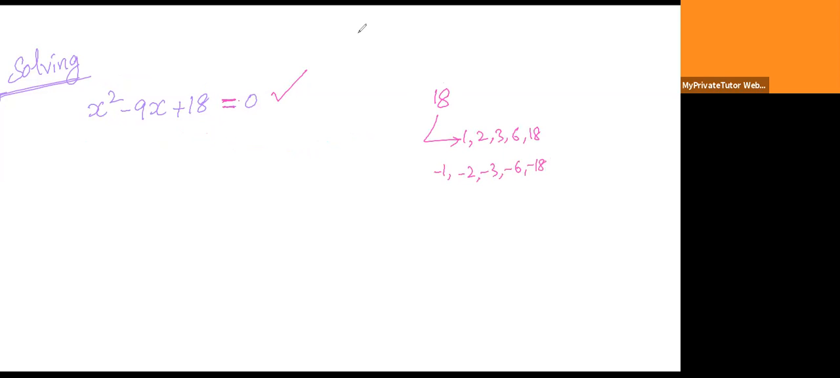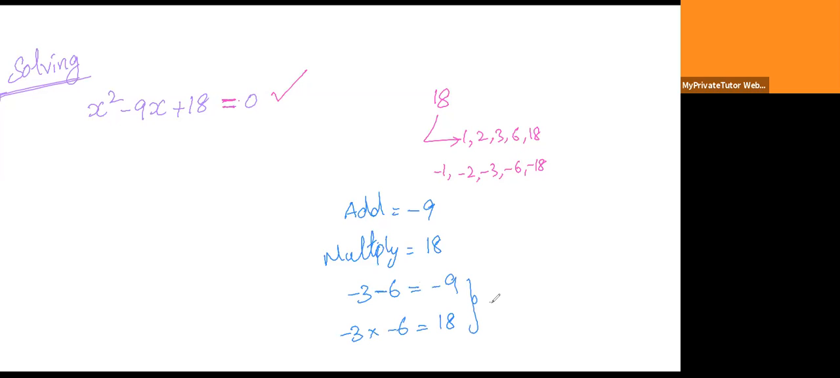So please tell me the two numbers that add up to minus 9 and multiply up to 18. Anyone? The two numbers add up to minus 9. Okay, so I got an answer: minus 3 and minus 6. Perfect. If you add minus 3 and minus 6, we get minus 9. If you multiply minus 3 times minus 6, we get plus 18. That's very good, okay?